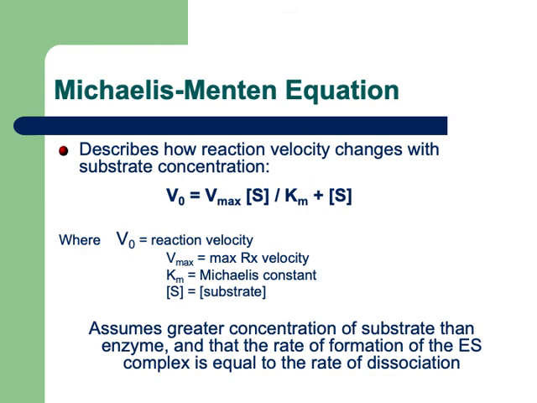So here we have V0, the reaction velocity, is equal to Vmax, the maximum reaction velocity, times the substrate concentration, divided by the Km, which is the Michaelis constant, which is the amount of substrate that's needed to get to half of Vmax, plus the substrate concentration. So again, it assumes greater concentration of substrate than enzyme, and that the rate of formation of the enzyme substrate complex is equal to the rate of dissociation. So what does this mean? Well, let's go over an example on the next slide.